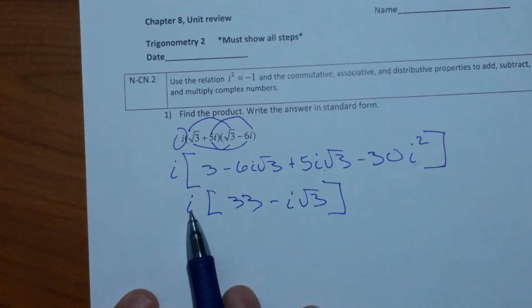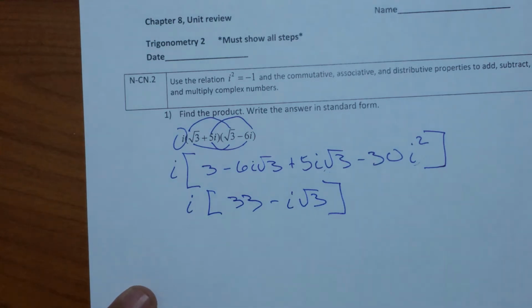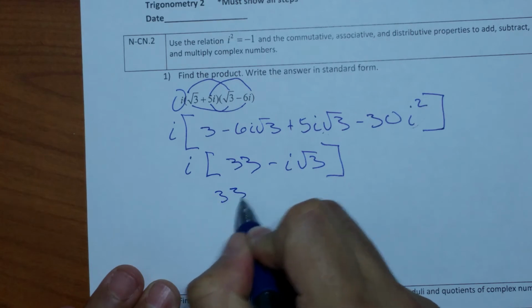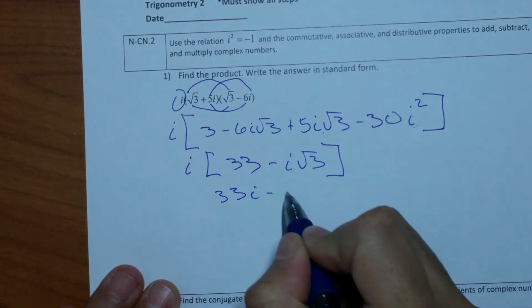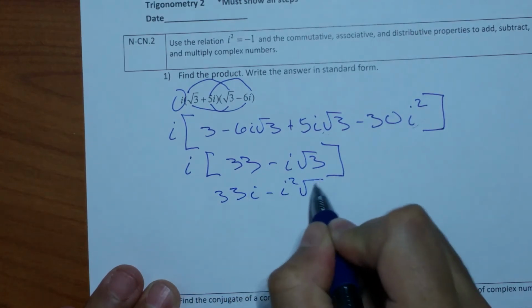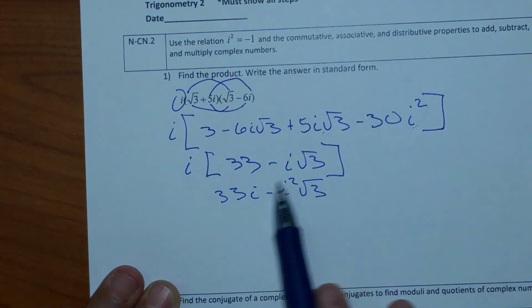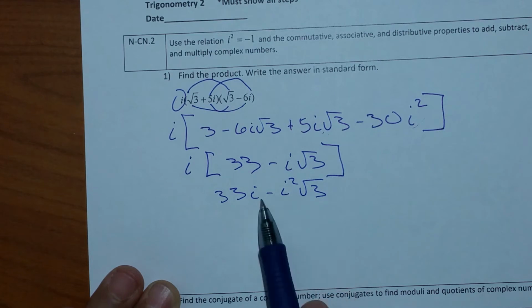Now I still have to deal with this I right here. So let's go ahead and distribute that I. 33, so I get 33i minus I squared rad 3. Now this one right here is going to make that one become a negative, and then that's a positive. So together this is going to be a positive, right?